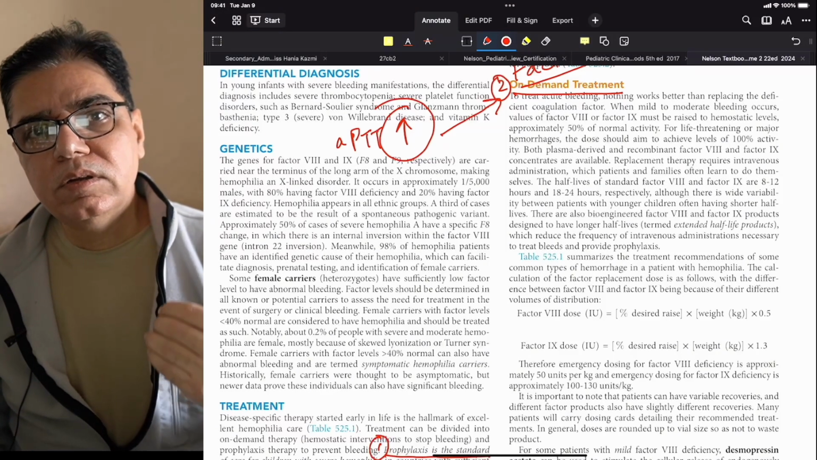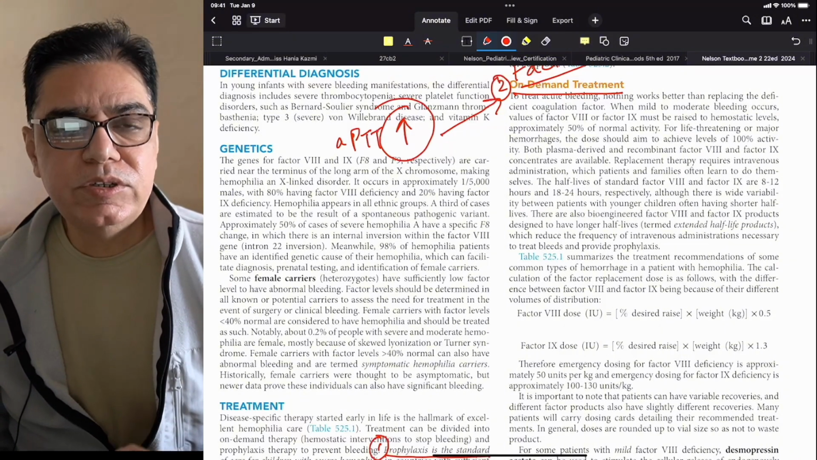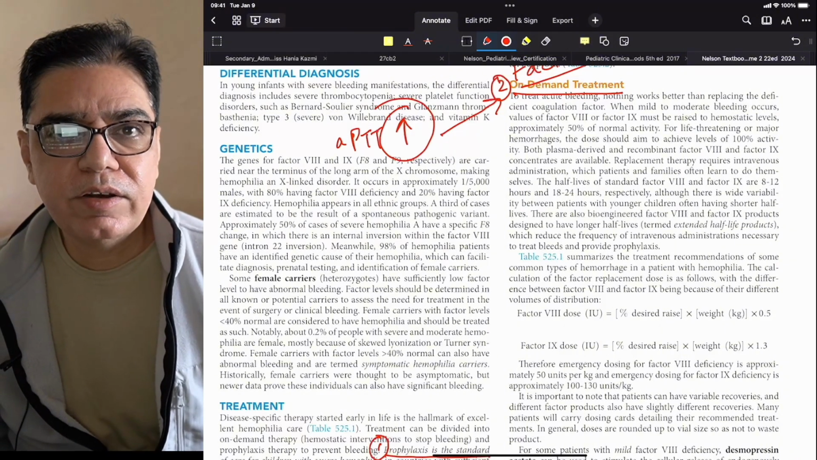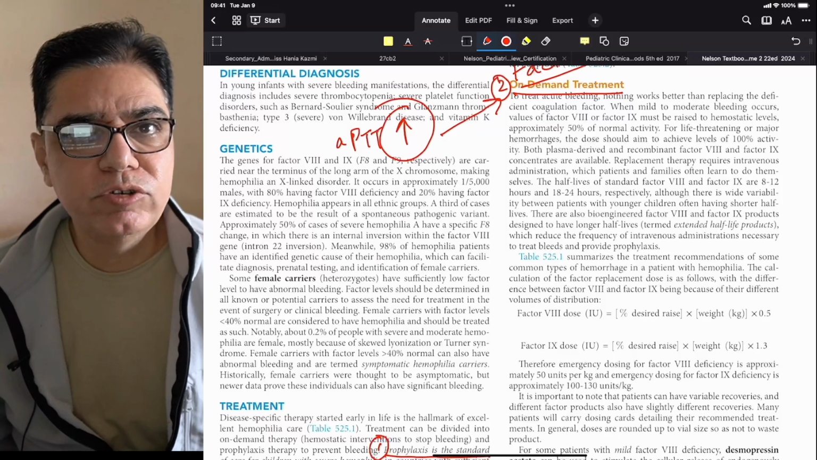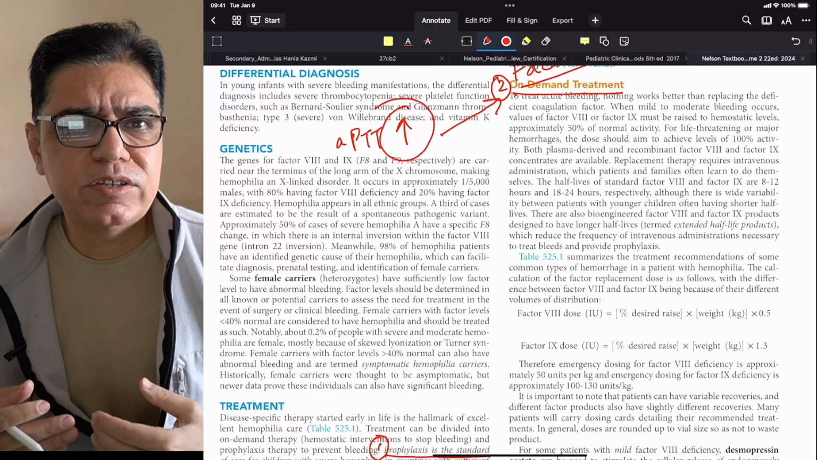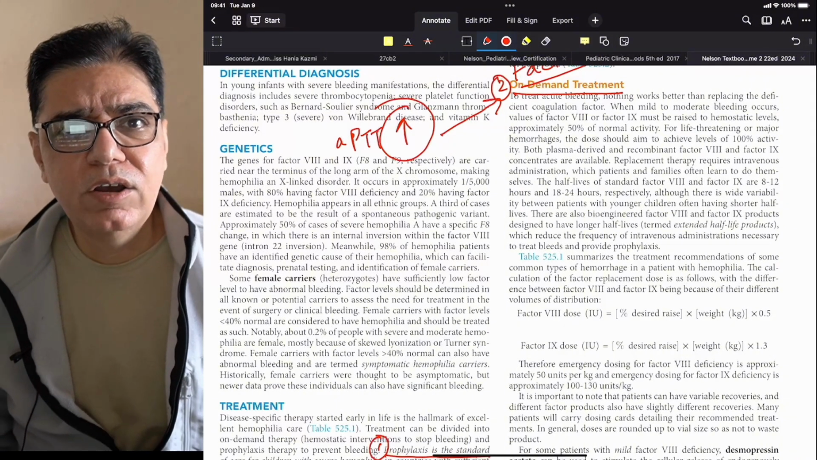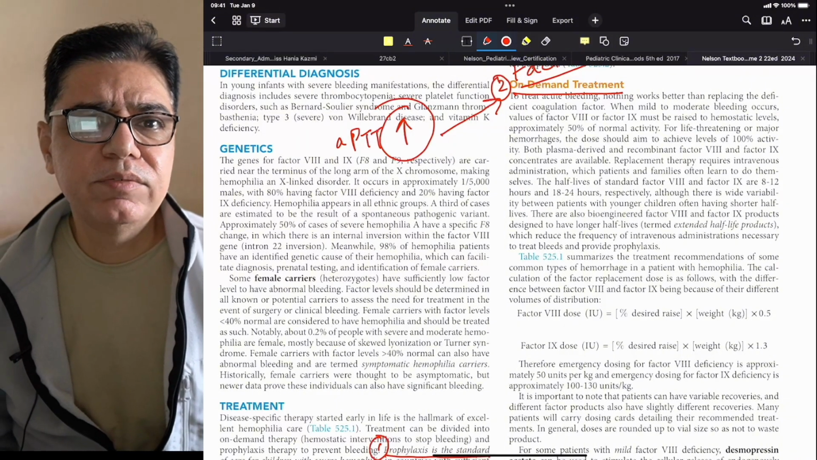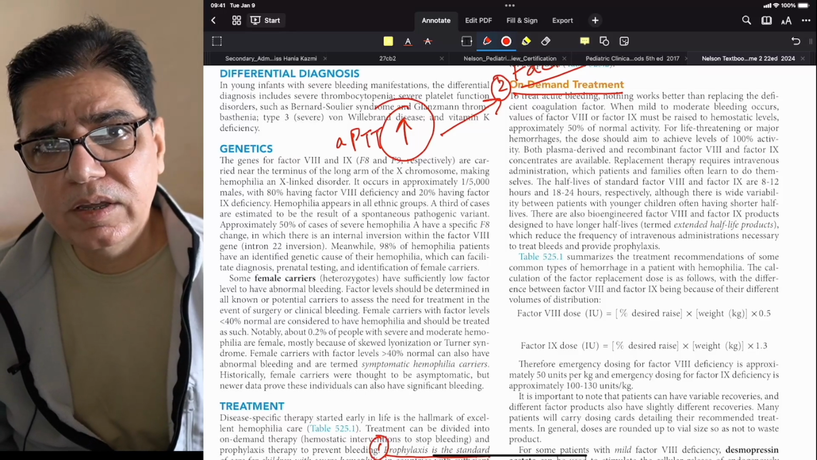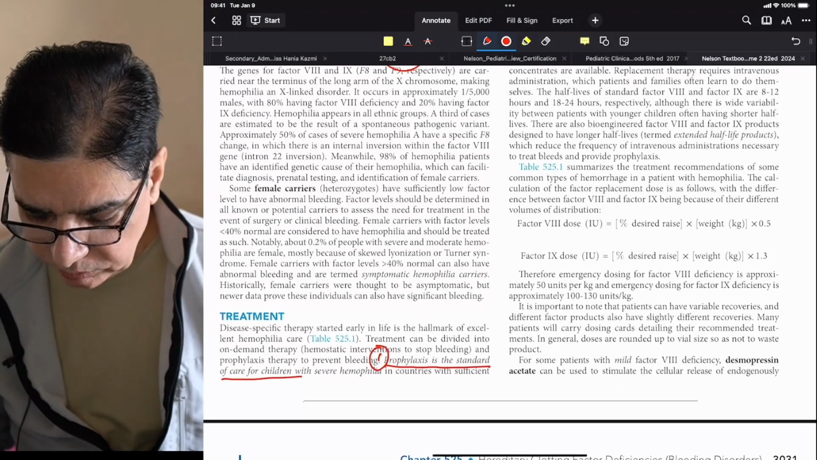So it can be given on an alternate day basis, or these days, because we've got the extended life products available, they are usually given every week. Because they have to be injected intravenously, usually a pump is inserted into the child from where the parents themselves can give the factor every week. I will come to the doses in a moment.